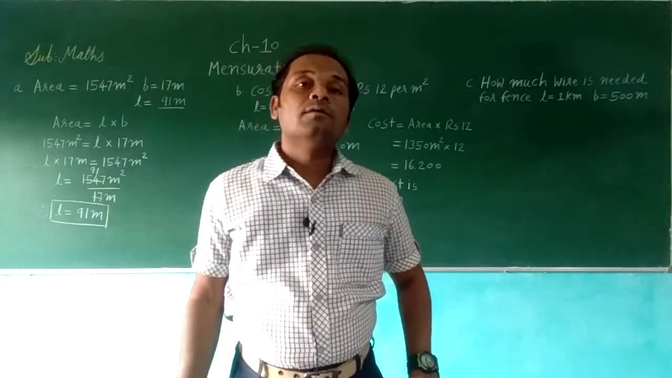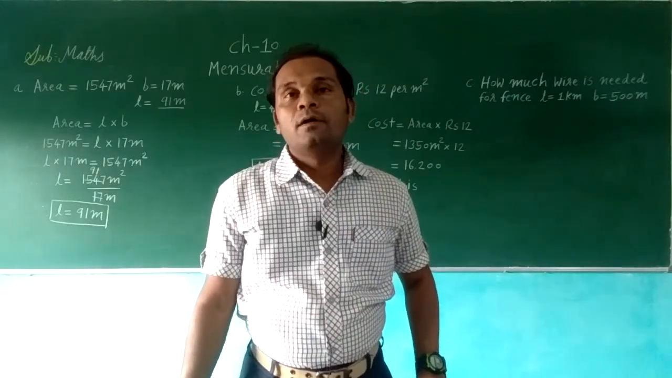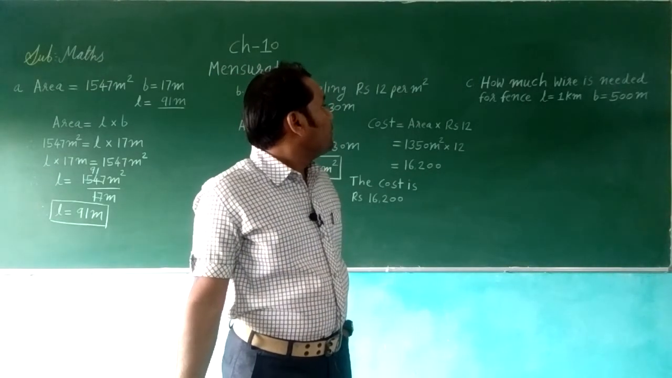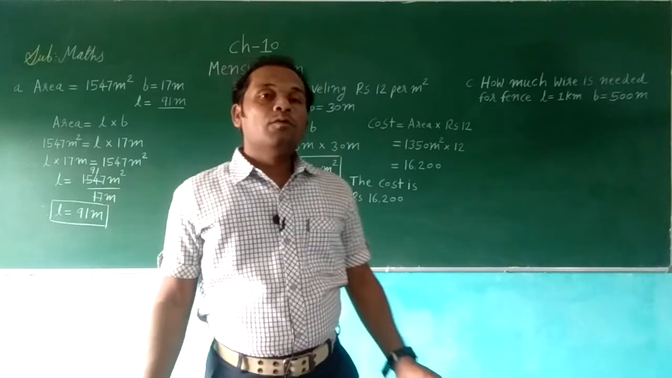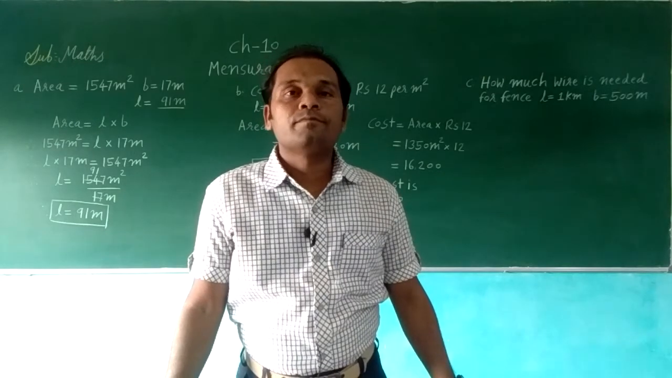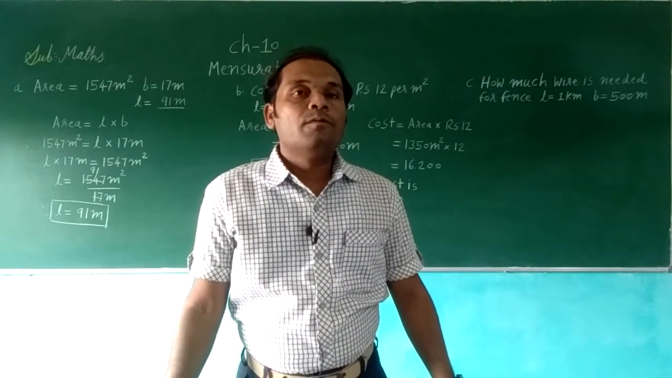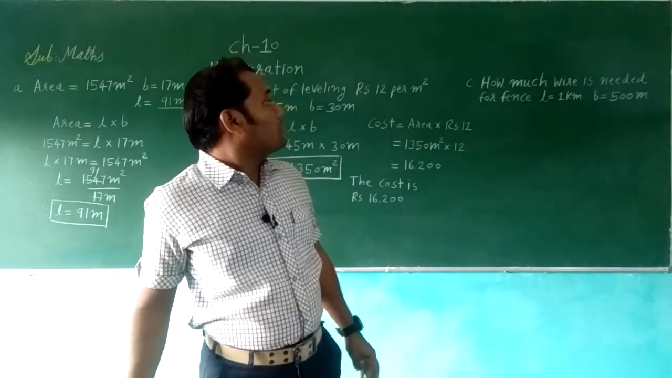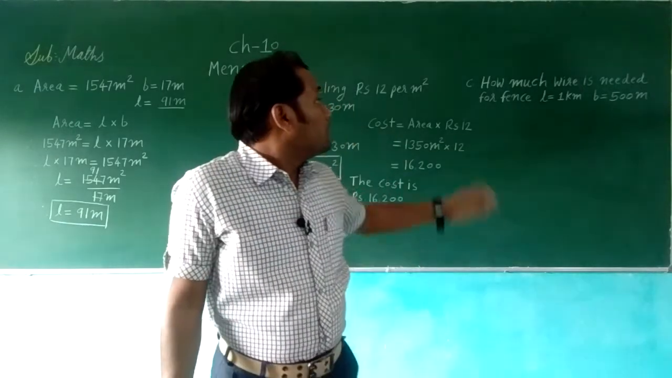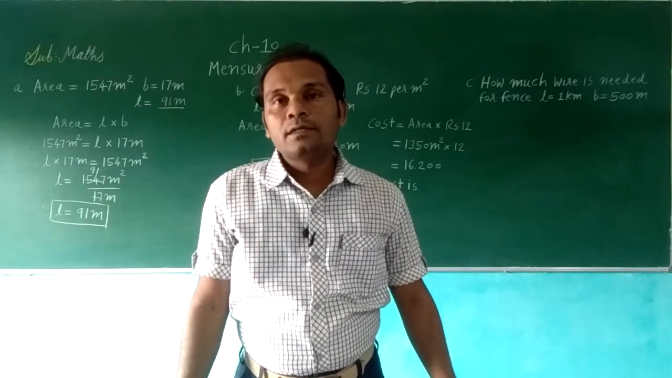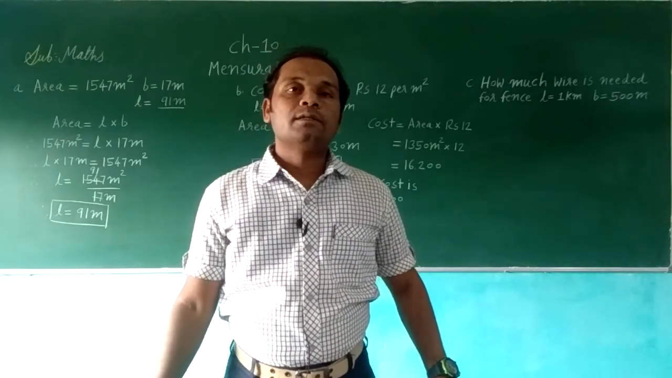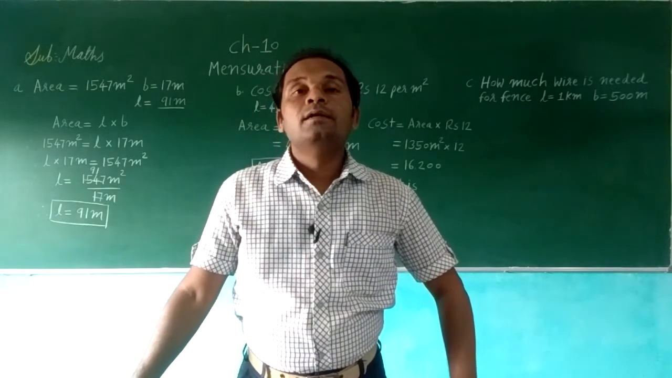Okay, we have now the next sum, which is also different from these two sums. How much wire is needed for a fence, where length is given as 1 kilometer and breadth is given as 500 meter. To solve this sum we need to find out the shape of the field. It is a rectangle, because length is given and breadth is given, and length and breadth are different, which means the field is in rectangle shape.